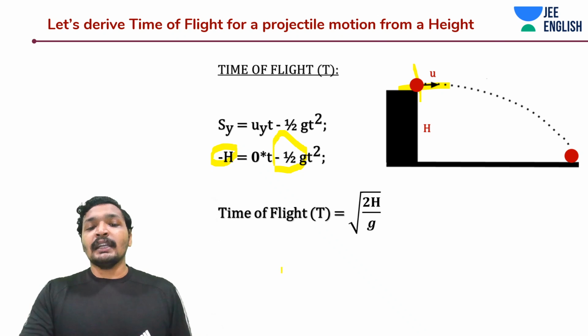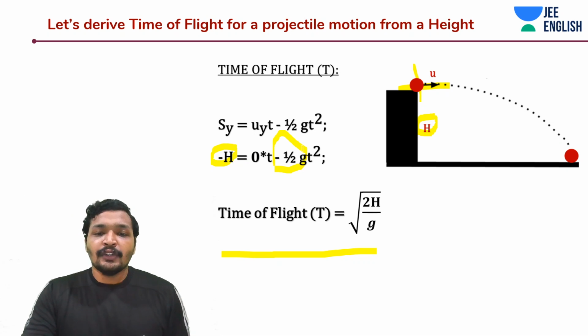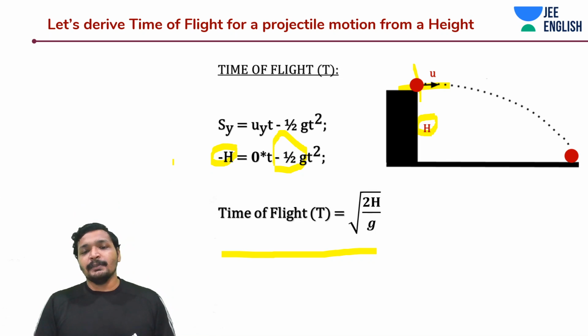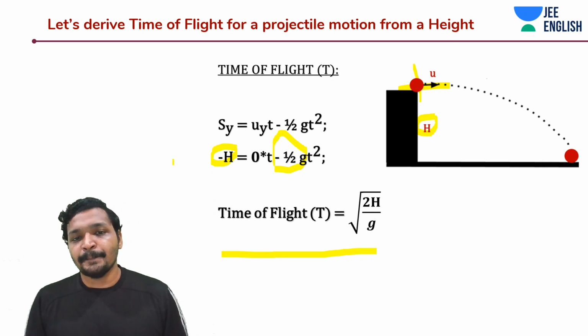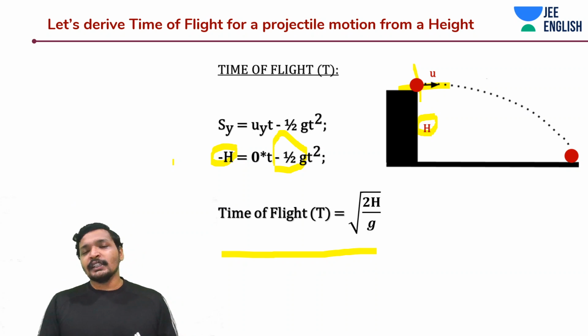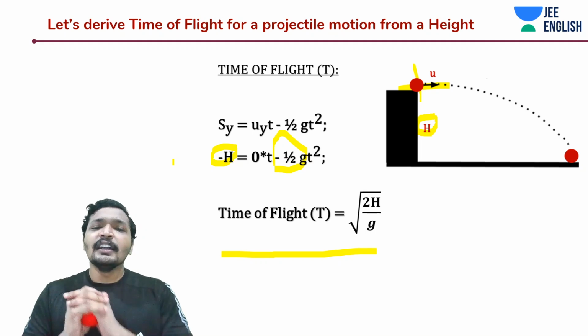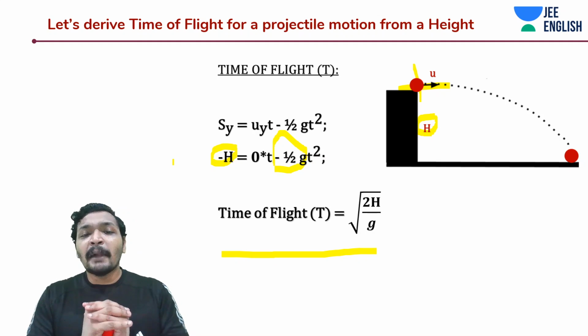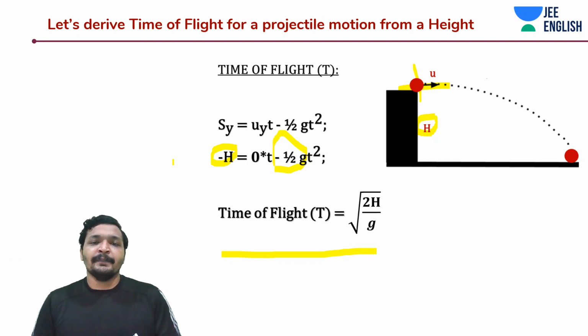So that gives me the time of flight as under root of 2h by g, because h is the total y-axis displacement and you take g to the other side. So t squared is equal to 2h by g, and time of flight is under root of 2h by g. Now you know the time of flight. What would you do for the range? Really easy, really intuitive, really simple. The range is nothing but the x-axis velocity component multiplied with the time of flight.